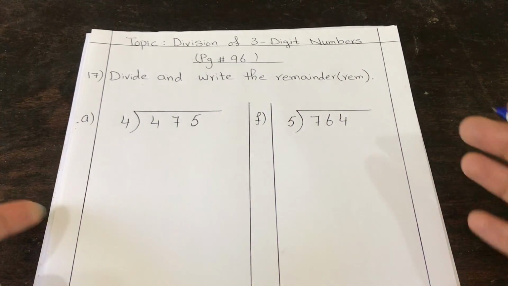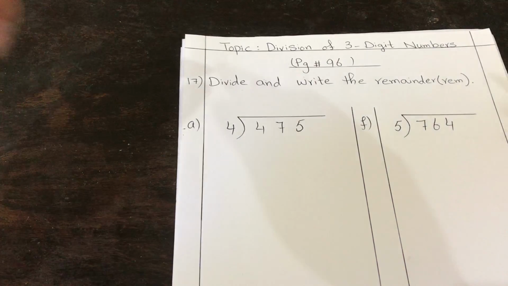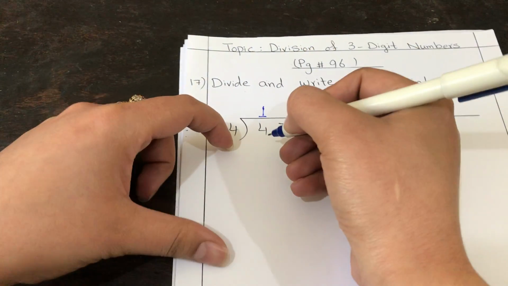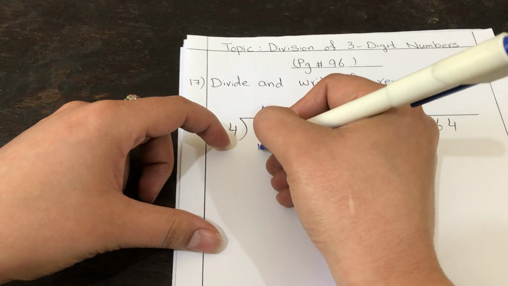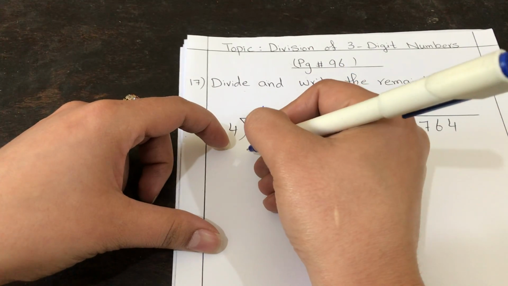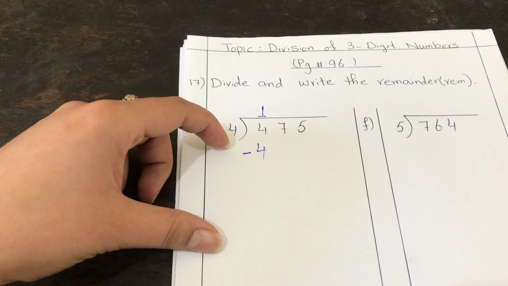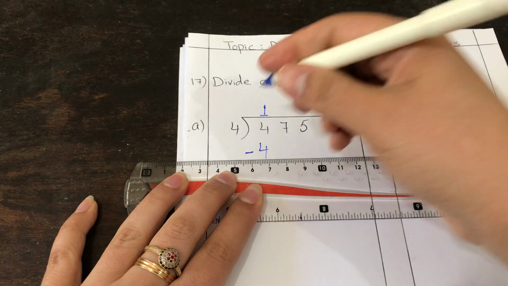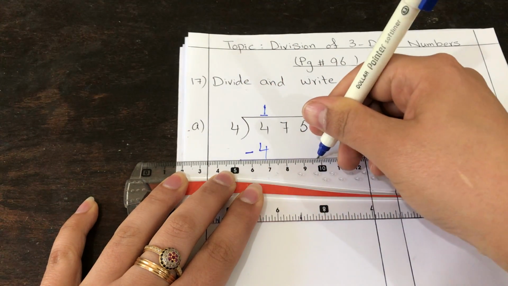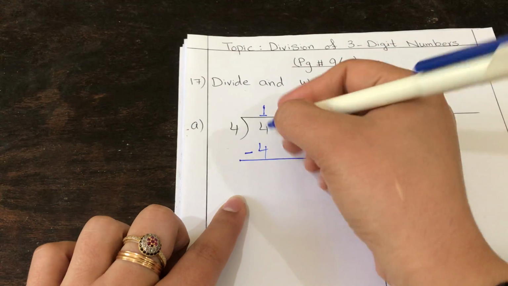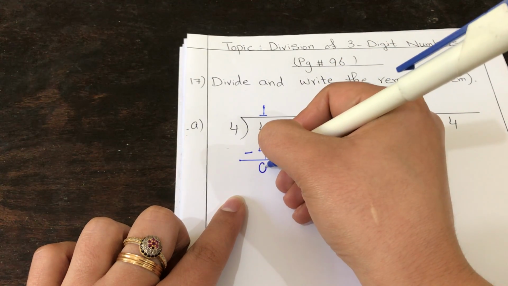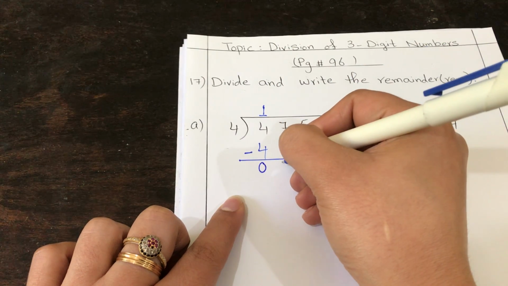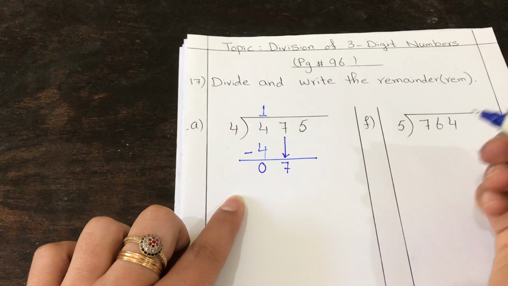But in this case, you can see 4 ones are 4. So I will directly write 1 in the quotient and I will write 4 below this 4. I will write a subtraction sign here and I will draw a straight line. Right? Now 4 minus 4, it's 0. Now with the help of an arrow, I will bring my second digit 7 down.